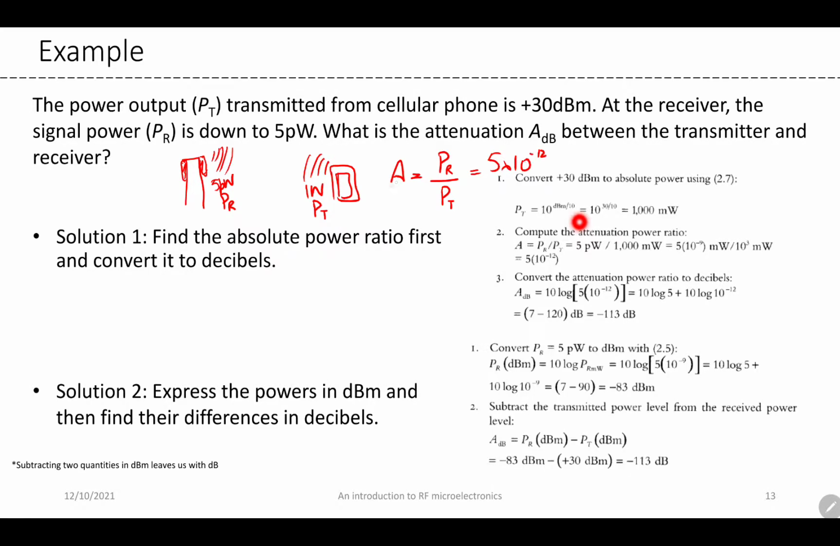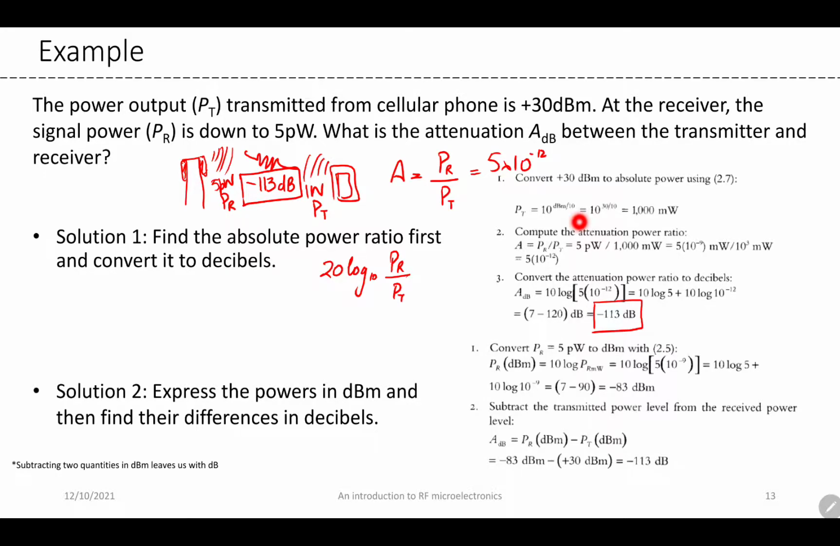Now if I have to convert this into dBs, we know what we have to do. We have to do 20 log to the base 10 PR by PT, and if you do that, it comes out to be minus 113 dBs. So the atmosphere is acting as an attenuator of attenuation minus 113 dBs.